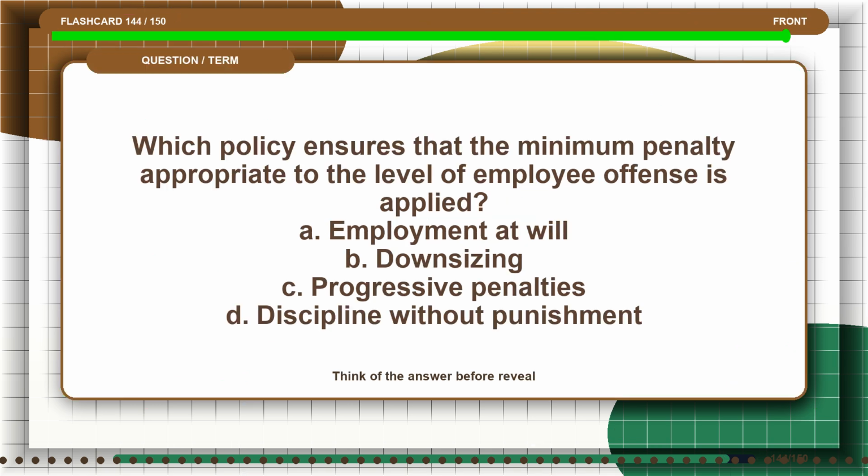Flashcard 144. Which policy ensures that the minimum penalty appropriate to the level of employee offense is applied? A. Employment at will. B. Downsizing. C. Progressive penalties. D. Discipline without punishment. Think of the answer before the reveal.